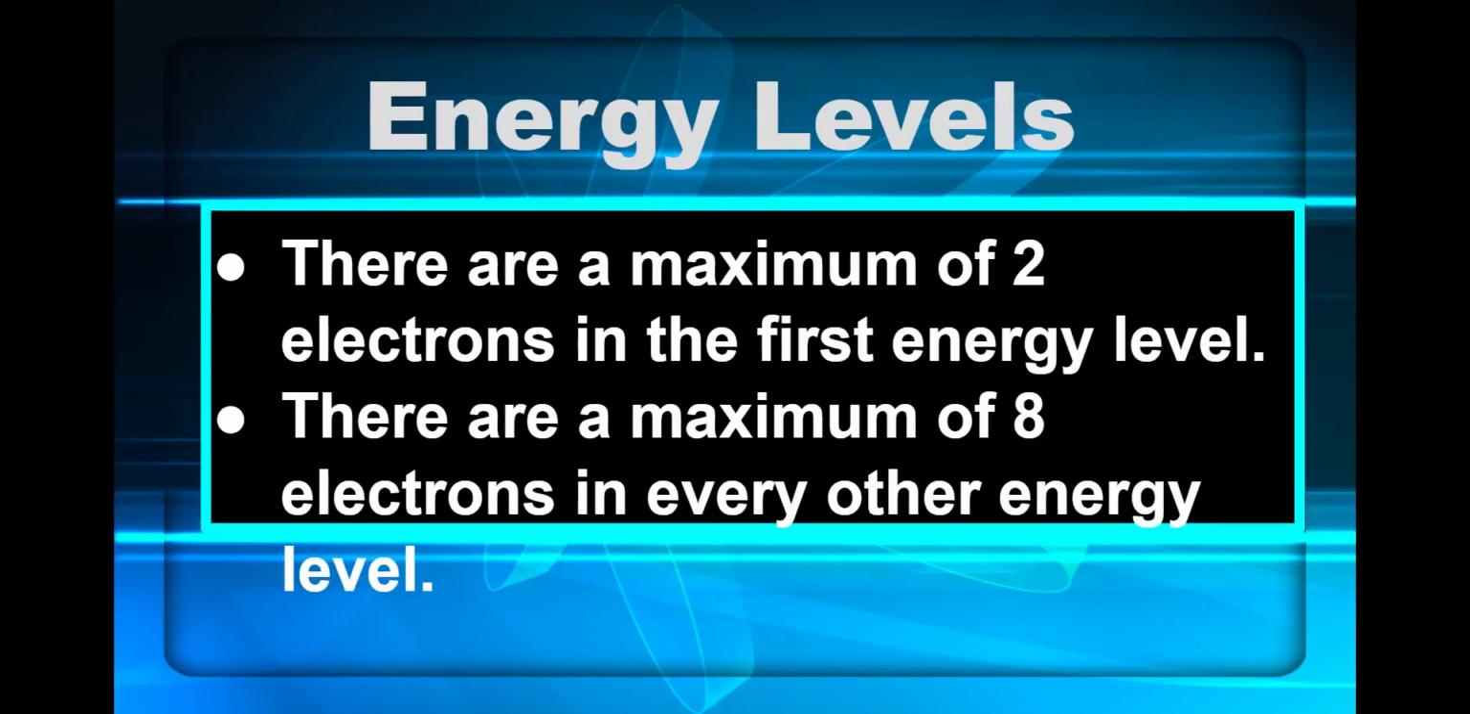Please add this to your notes. There are a maximum of 2 electrons in the first energy level of any atom. There are a maximum of 8 electrons in any other energy level of an atom.